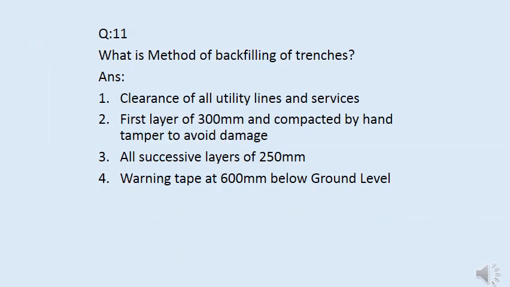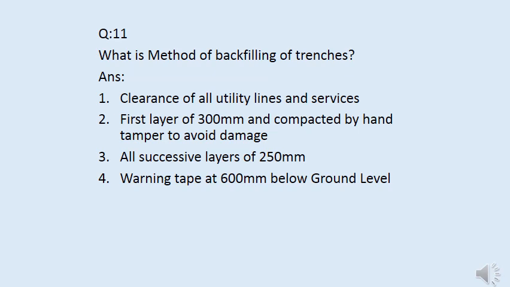Question number 11. What is the method of backfilling for trenches? First of all, we get the clearance of all utility lines and services. Trenches are basically the excavations for the phone cabling and optical fiber. So first of all, we will get the clearance of all the surfaces and utility lines, whether they have been laid or not. And then we will lay the first layer, which will be 300 mm loose, and we will compact it by hand to avoid any damage.